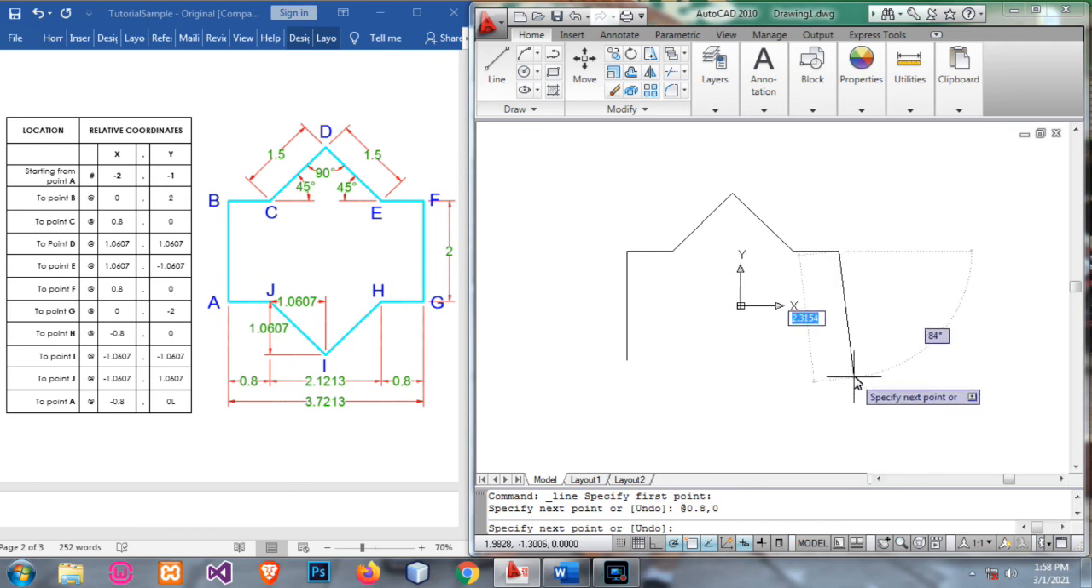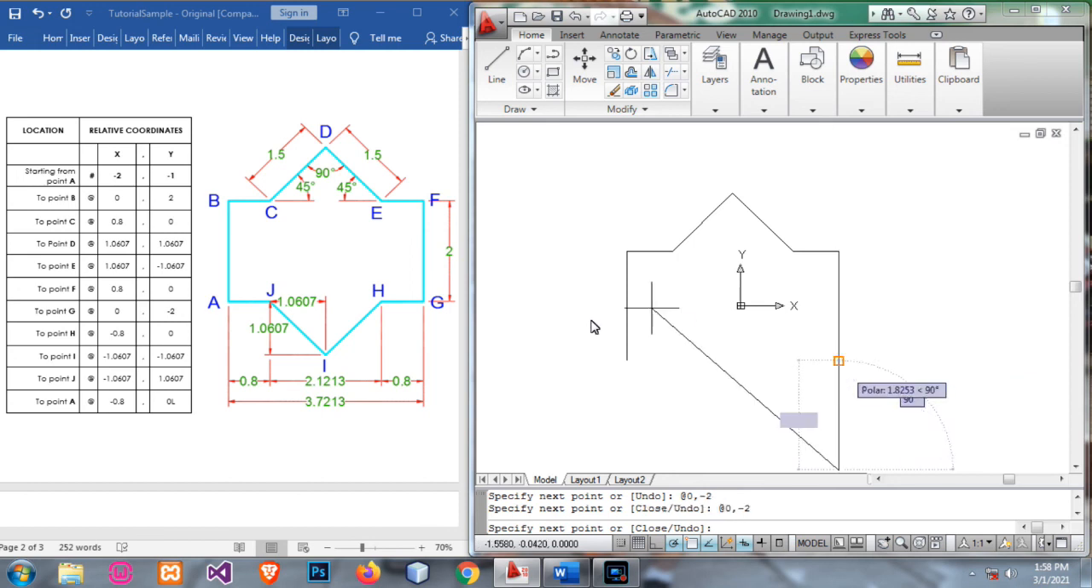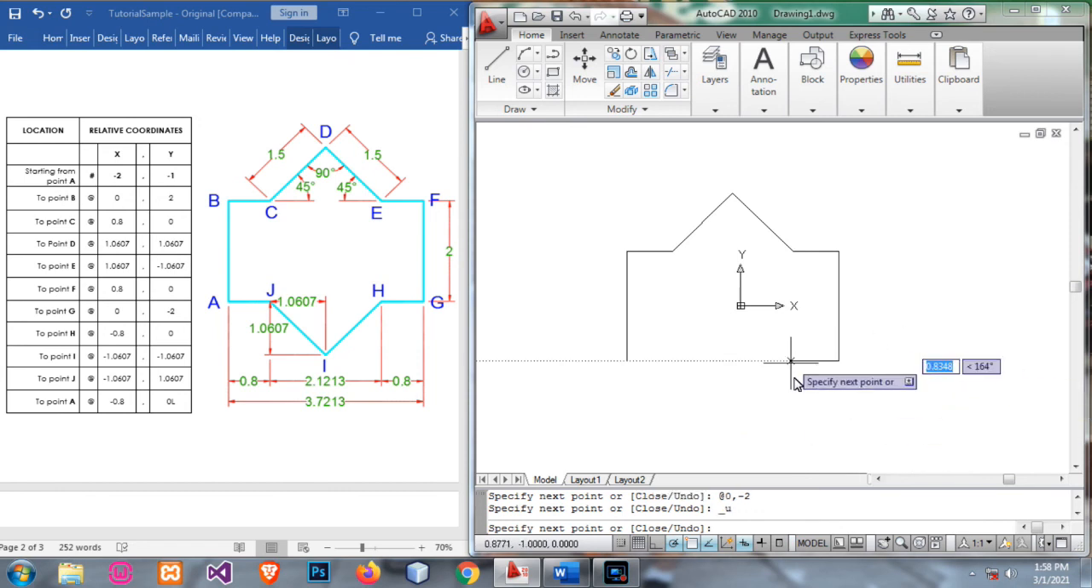Next, from F to G, we have 0, comma, negative 2, and then press enter. Next, from G to H, we have 0, comma, negative 2. Press enter. Sorry, again, we used a wrong input. From G to H, we have negative 0.8, comma, 0. So take note, class, if you use wrong coordinates, it will create a different segment in a different direction. Make sure that you compute the correct values for your coordinates.